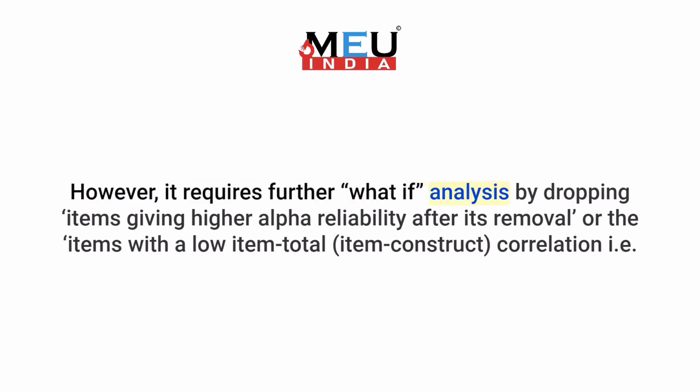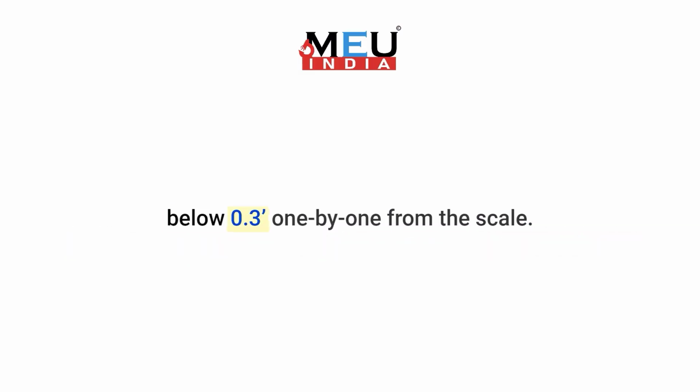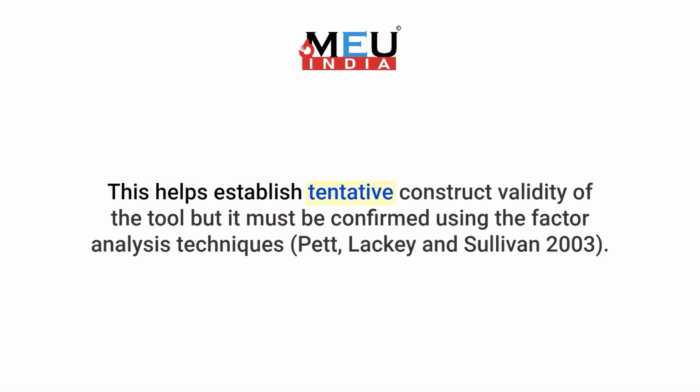However, it requires further what-if analysis by dropping items giving higher alpha reliability after its removal or the items with a low item total correlation, i.e., below 0.31, one by one from the scale. This helps establish tentative construct validity of the tool, but it must be confirmed using the factor analysis techniques.